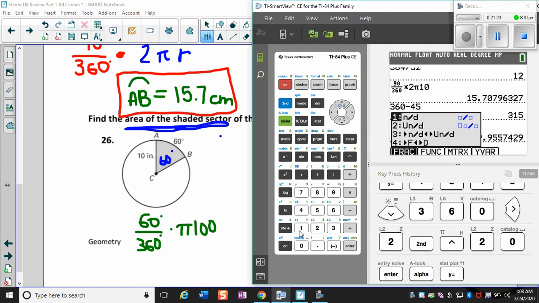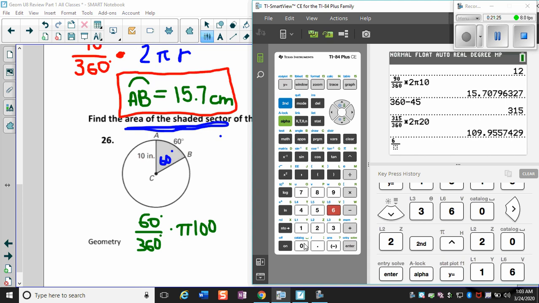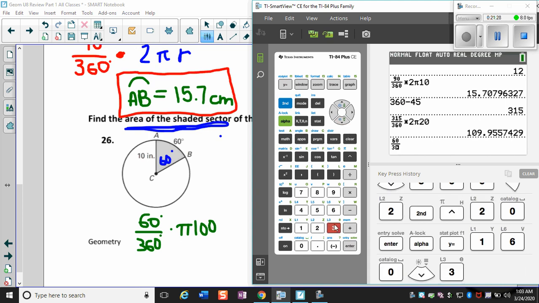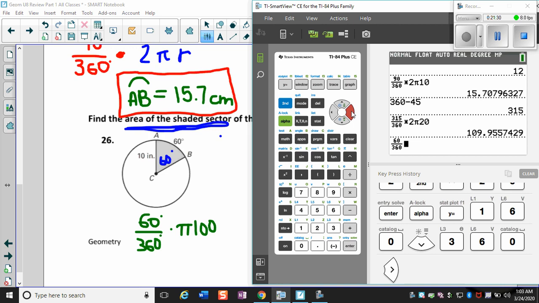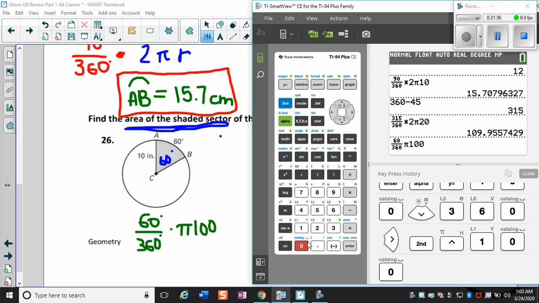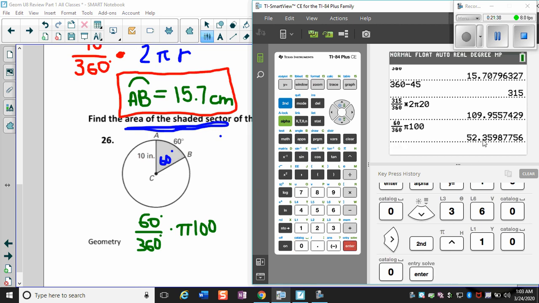Alpha y equals 1. Let's do 60 divided by 360. Arrow out. Then we'll go ahead and do pi. And then we already squared the 10, so it was 100. Enter. And so we have something that is 52.35987756.